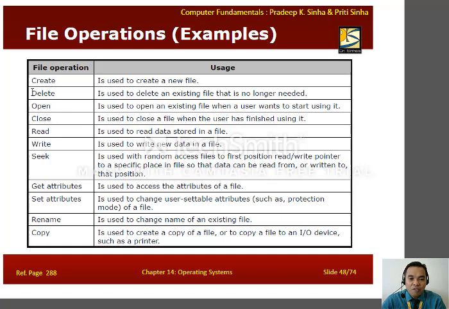So we have here different file operations. For example, create is used to create a new file. Delete is used to erase an existing file that is no longer needed. Then open, close, read, write, seek. What is seek? It is used with random access files to move the read-write head or pointer to a specific place in the file so that data can be read from or written to that position. Then we have get attributes, set attributes, rename, and copy.